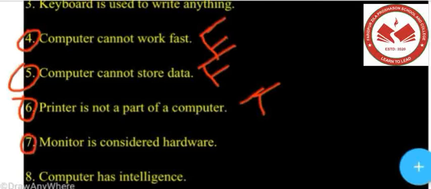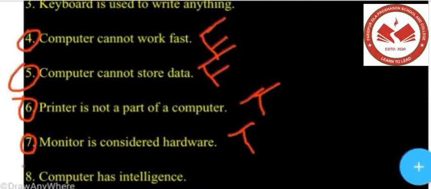In question number 7, we can read monitor is considered hardware. This is also a true statement because we know that monitor is that device that can be touched and hardware is that device that can be touched. So from this point of view, we can say that monitor is considered hardware. So this is a true statement.